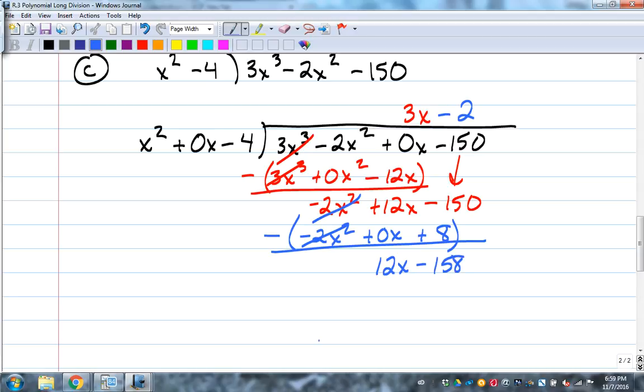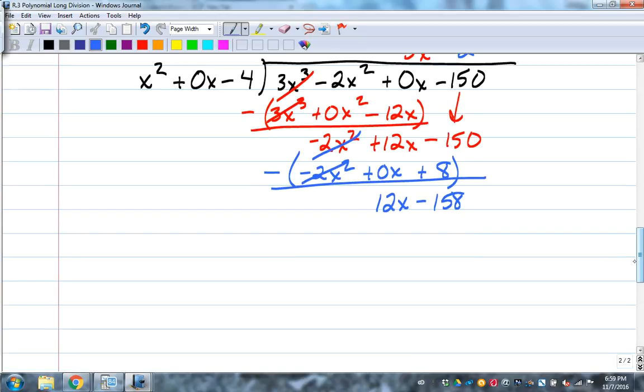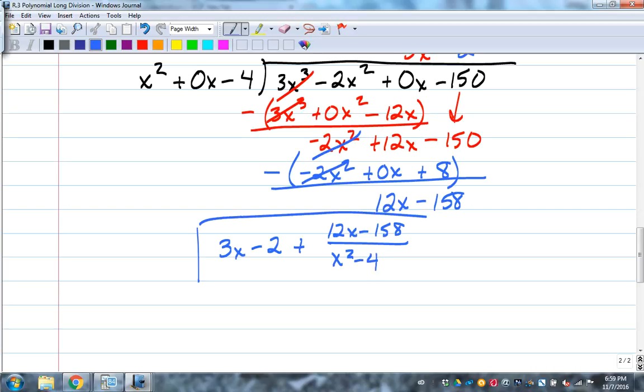That's my remainder. How do I know that's my remainder? I don't need to keep going, right? The x squared is too large to go into it. So that's how I know I'm done. So my remainder is 12x minus 158. So I have 3x minus 2 plus 12x minus 158 over x squared minus 4. And I just rewrote that using the shorter version of the divisor, what I divided by, instead of x squared plus 0x minus 4.